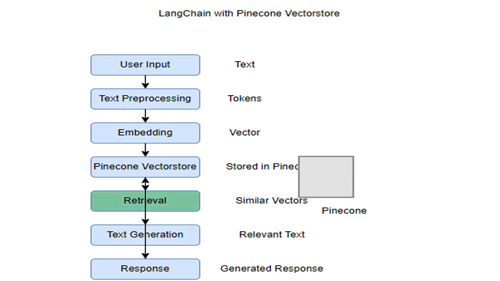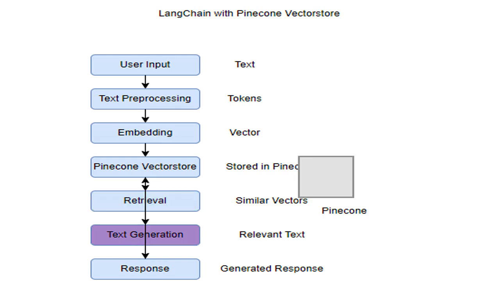Retrieval. Retrieves text relevant to the user input. Identifies text corresponding to the most similar vectors in the Pinecone Vector Store. Receives the user input vector from embedding. Queries the Pinecone Vector Store, and sends retrieved text to text generation. Finds relevant information based on similarity to the user query.